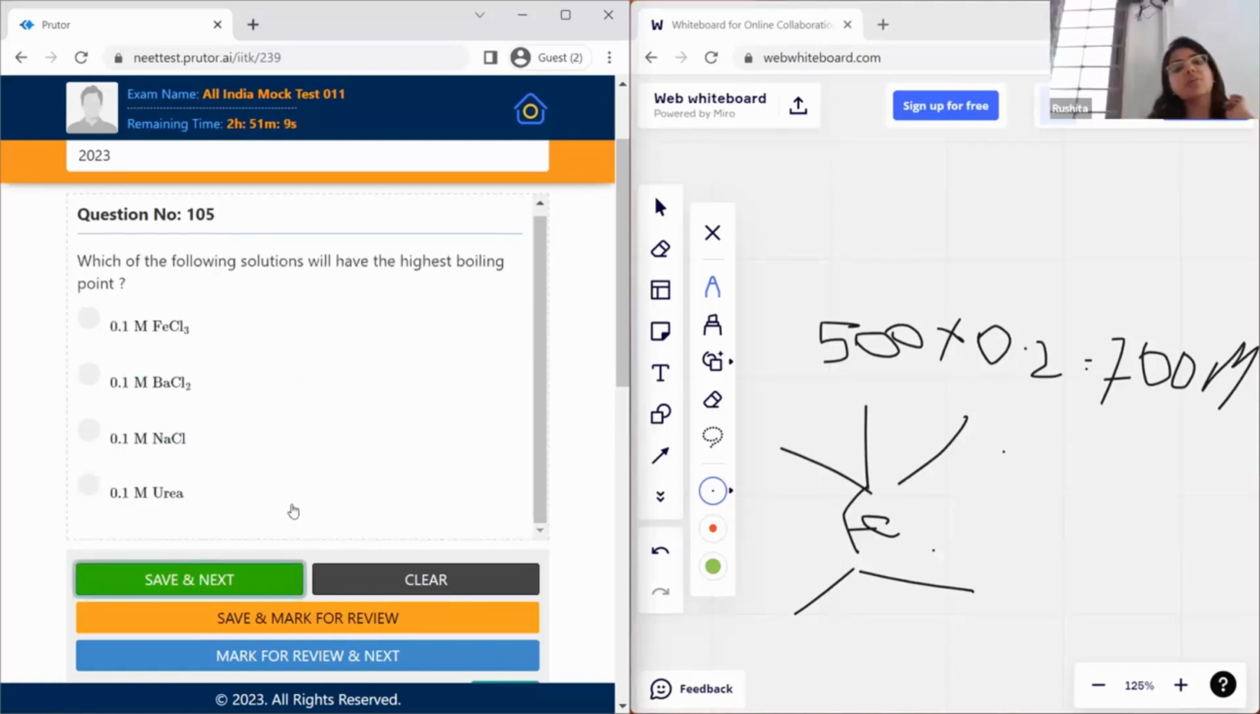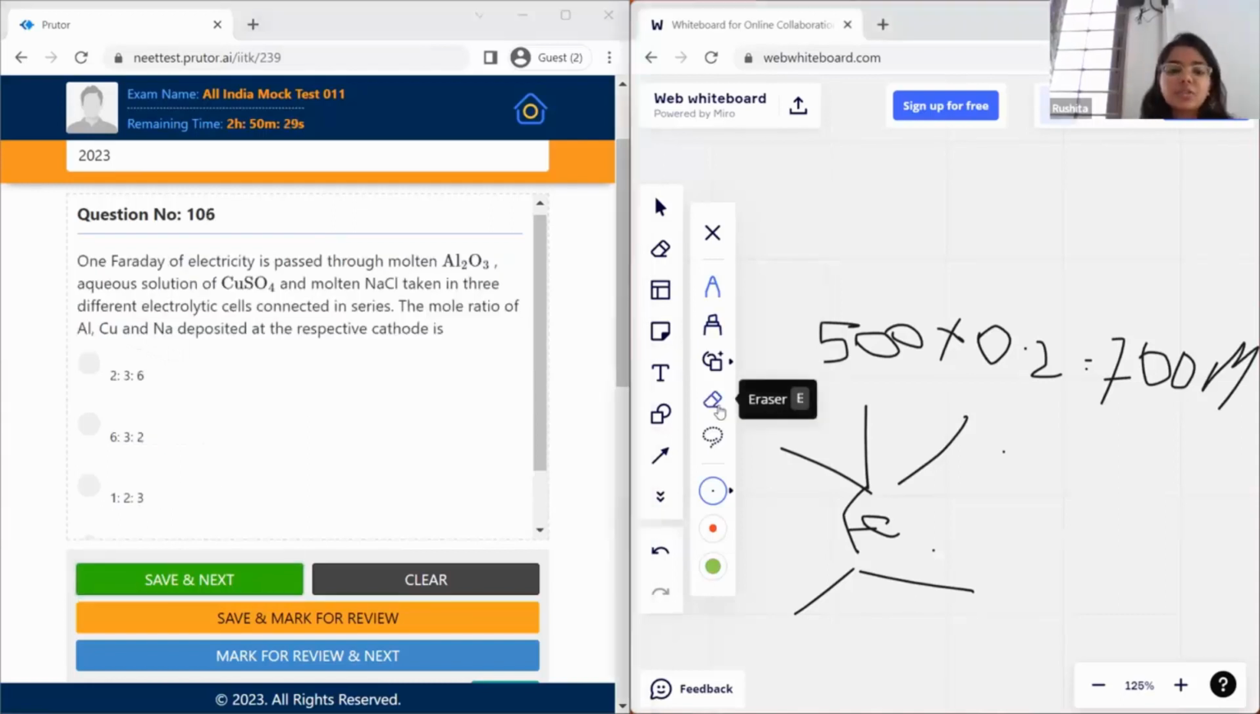Okay, highest boiling point. So there's a rule that the more the number of molecules in a solution, the higher the boiling point. Just the more the number of molecules or the more the number of ions. So in FeCl3, there are 4 ions, 3 Cl and 1 Fe ion. So 4 here. In BaCl2, there are 3 ions. NaCl, there are 2 ions, and urea cannot be ionized. So the maximum number of ions are in FeCl3. So the answer would be this one.